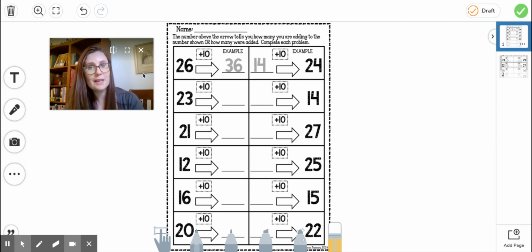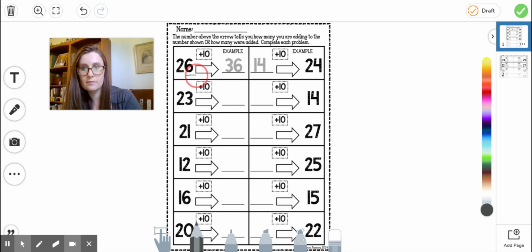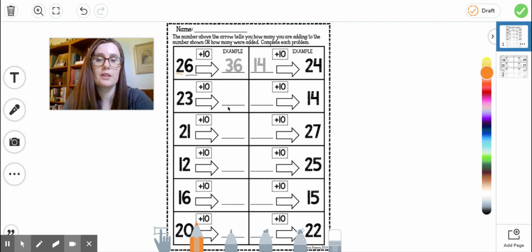Remember, our ones place, like the 6 right here, stayed the same. But our tens place is what increased by 1 each time. So if you know how to do this in a snap already, then just try to do it without a tool. But if it's still feeling a little tricky, I'm going to show you some tools that you can use to help yourself learn how to do it quickly.